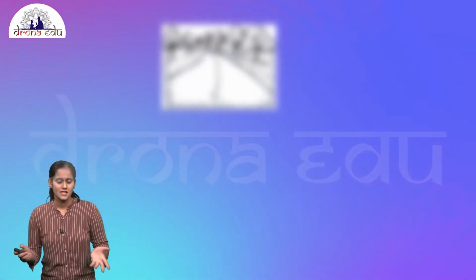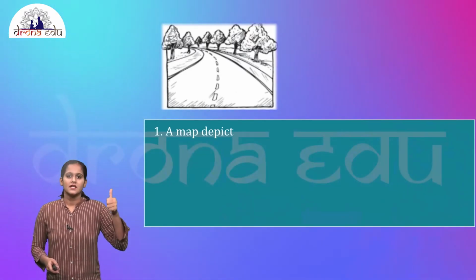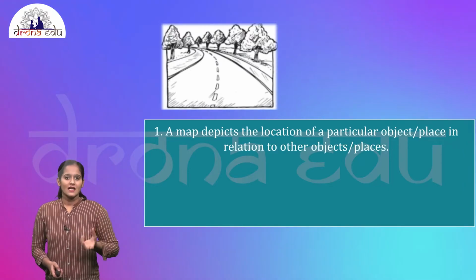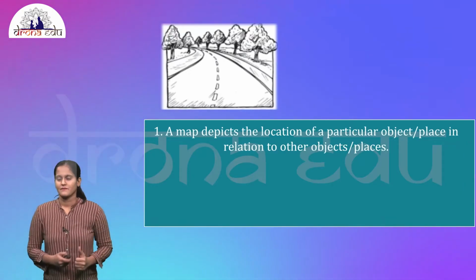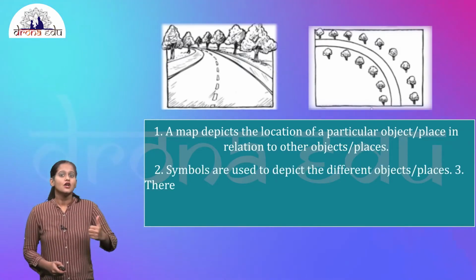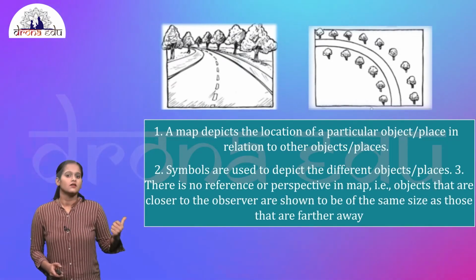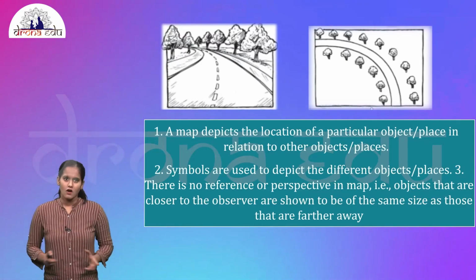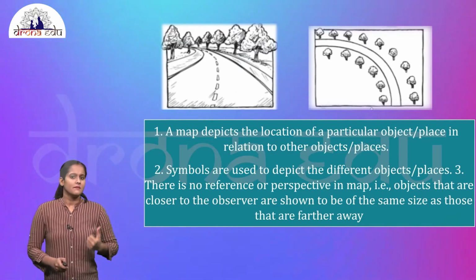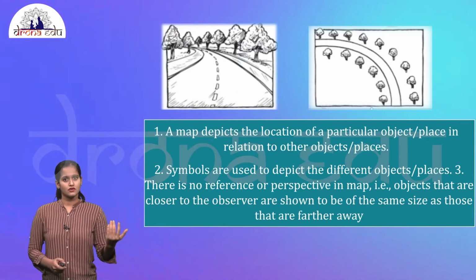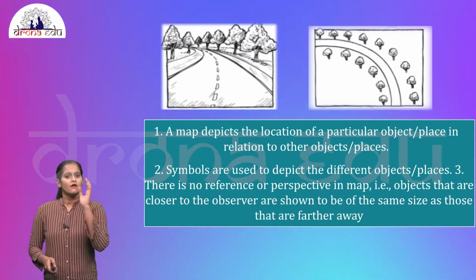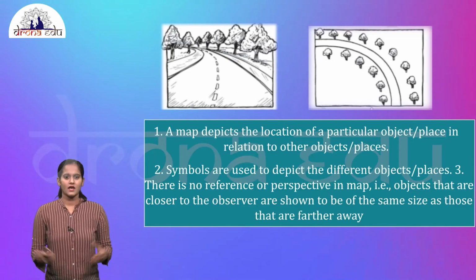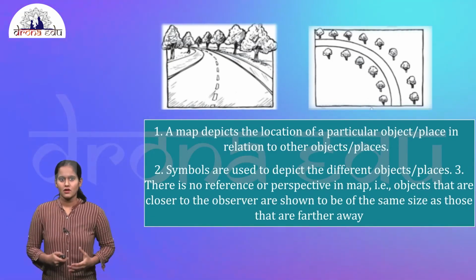Thus, we can summarize that a map depicts the location of a particular object or place in relation to other objects and places. And symbols are used to depict the different objects and places. And there is no perspective in the map. Objects that are close to the observer are shown to be of the same size as those that are far away. So these are the important points about mapping.